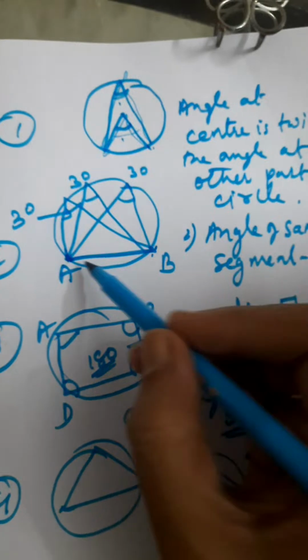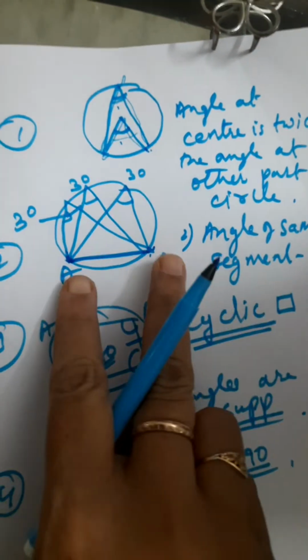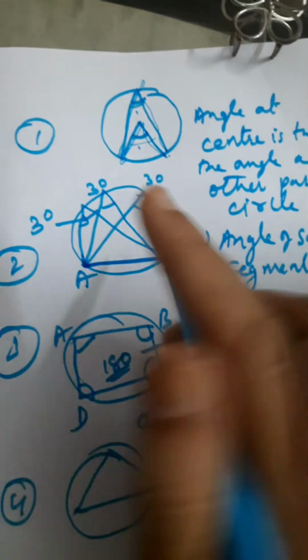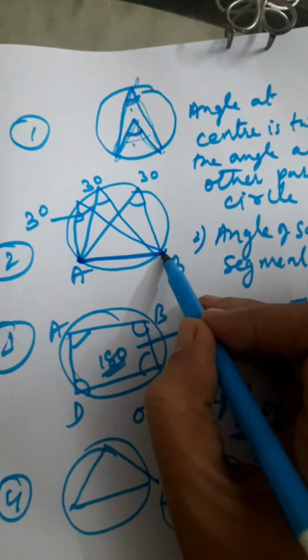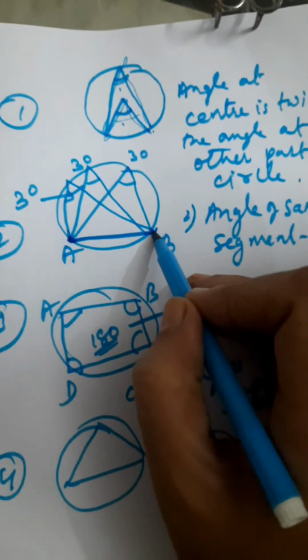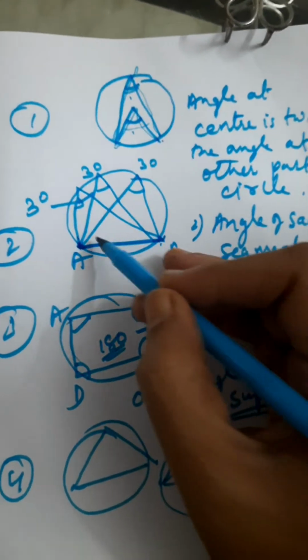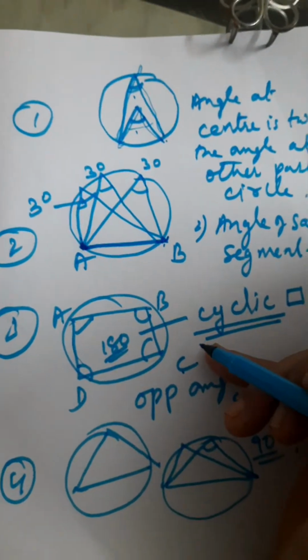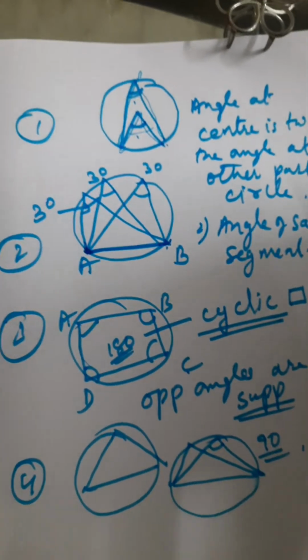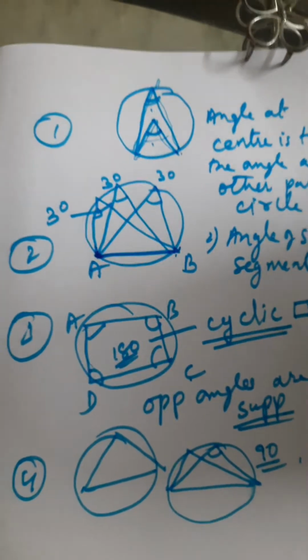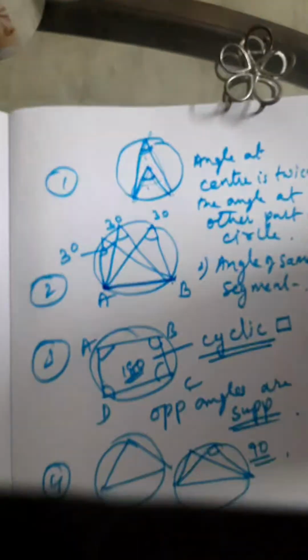The second one, angle of the same segment. If we have the same common chord, you can check that the angle's starting arm and its ending arm are equal. When the arms are equal, these are called angles of same segment, and angles of same segment are always equal.